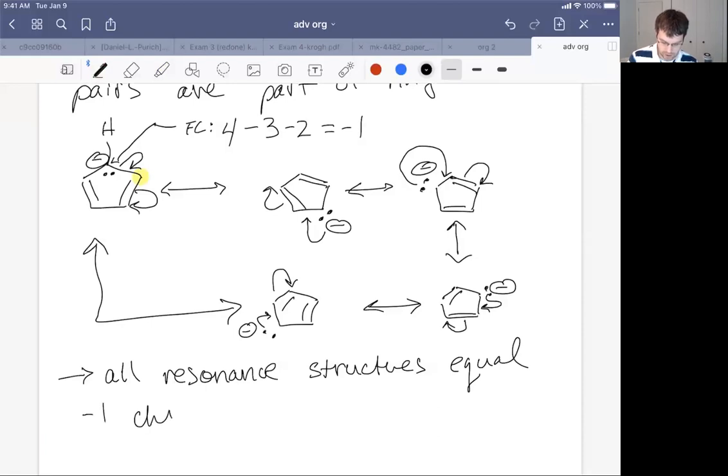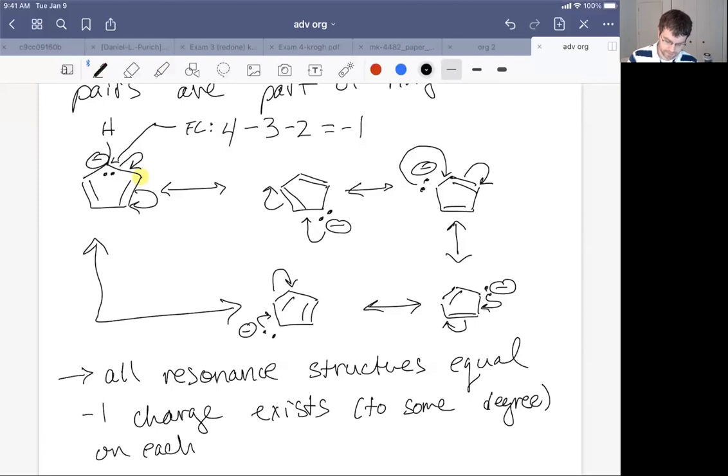A -1 charge exists to some degree. It's not like a fully negative charge, but it exists to some degree. Probably 1/5 of its typical strength on each carbon.